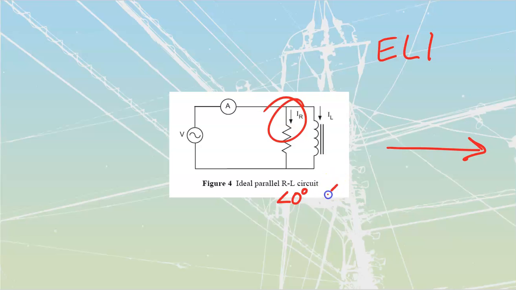So in this case, it is going to be at negative 90 degrees over here, right? Because it's going to be lagging behind that voltage. Here's going to be my I inductive. Here's going to be my I resistive. And what we can do is we can vectorially add these two currents.